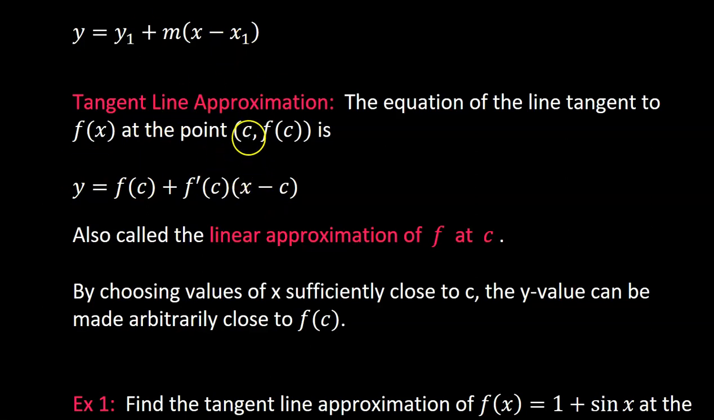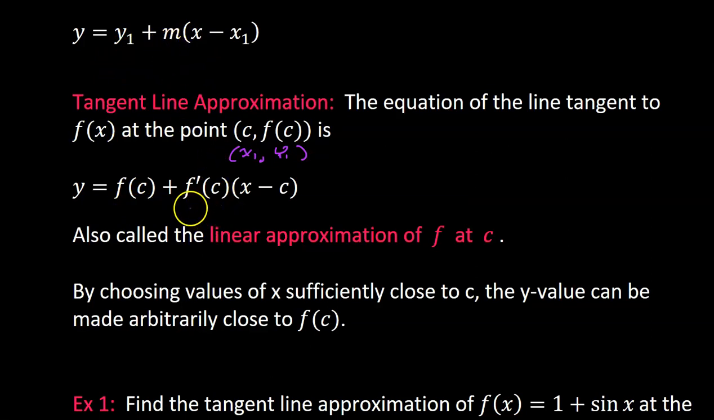So the point of tangency, c comma f at c, is just another way of describing a single point that we're given. This is now standing in for x1 and y1. So this equation, this point-slope form, you can see that x1 is c. So that's why there's a c there. And the y1, that's the f at c part, that's the y value. So that's why f at c is ending up right here where y1 is. And then we have m, the slope.